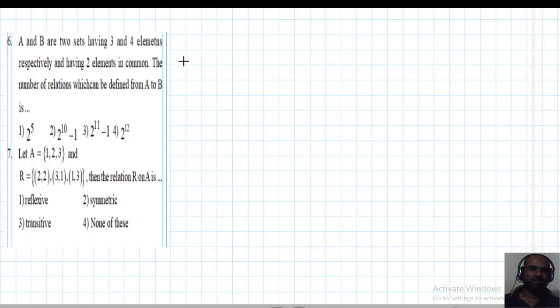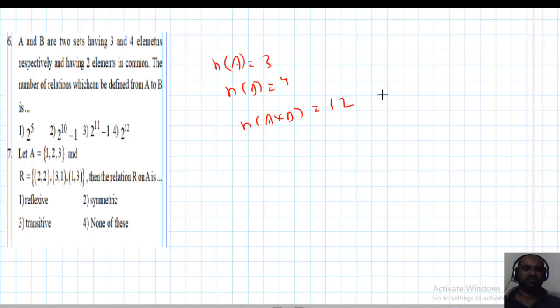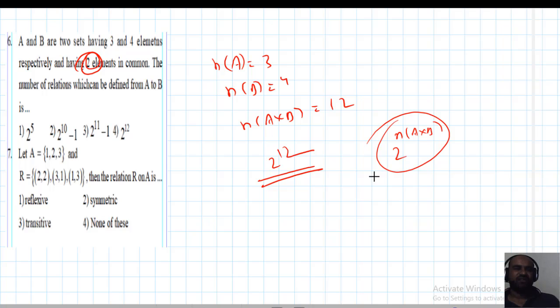Reflexive but not symmetric. Next, A having 3 elements, B having 4 elements. How many relations exist from A to B, so that A and B have 2 common elements? So A cross B has how many elements? 12 elements. A cross B contains how many subsets? Automatically 2 power 12 subsets. All subsets are relations from A to B only. She asked how many relations exist from A to B, so I can say 2 power 12 only, irrespective of those 2 common elements. Already you know the formula, 2 power n of A cross B relations exist from A to B.